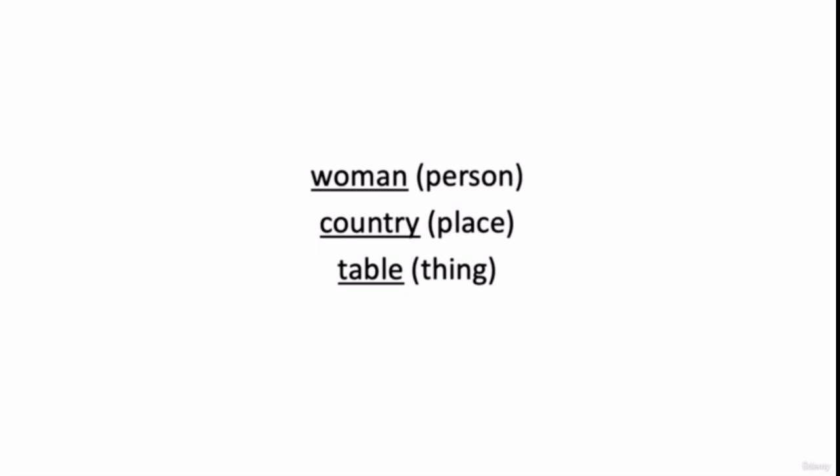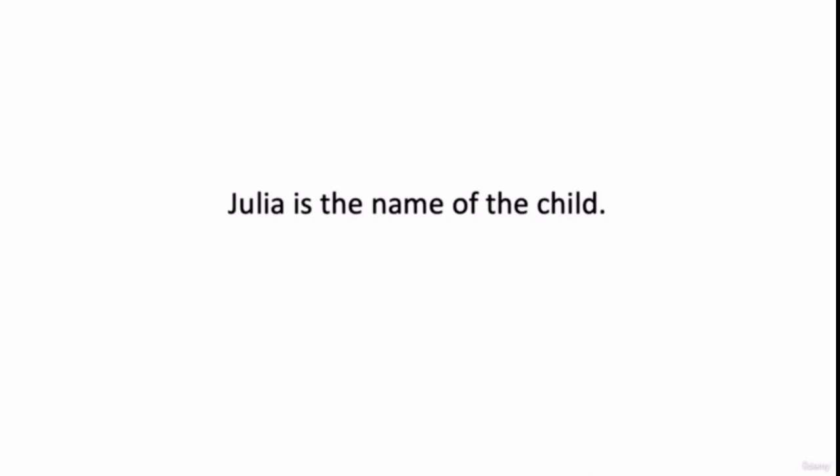Now, let's practice. How many nouns can you find in the following sentences? Julia is the name of the child. Great! In this sentence, there are three nouns. Julia is a proper noun, as it refers to a specific person, whilst name and child are common nouns.